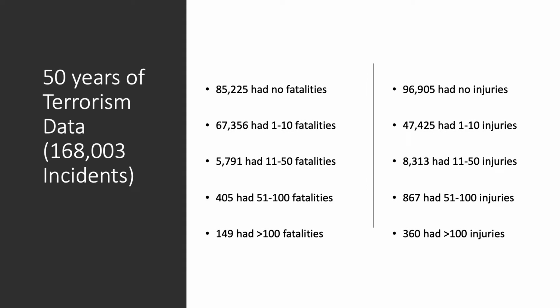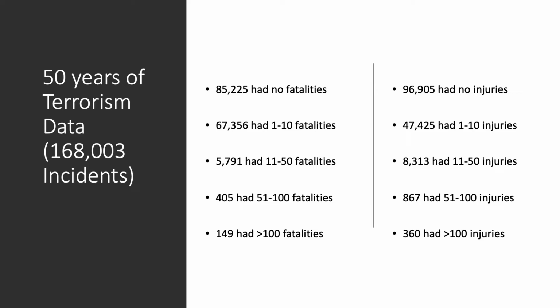Let's take a look here at the last 50 years of terrorism-related data when it comes to fatalities and injured victims. And if you look, the vast majority have no victims that are fatal or non-fatal. And the next most common after that would be 1 to 10 injuries, and then 11 to 50. So that makes up the majority of terrorism-related events.